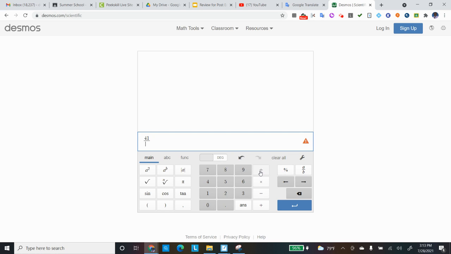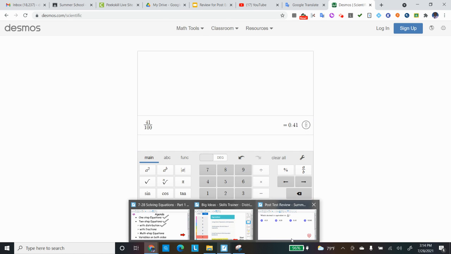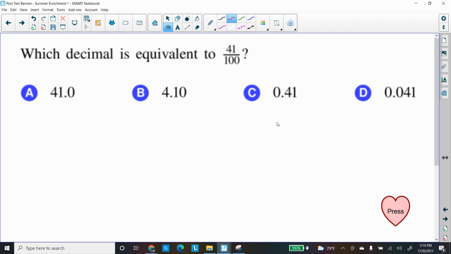over, and that divide. Notice I pressed the divide button because that divide button means fraction. There's that fraction we had, 41 over 100. All I got to do is press equal, and it changes it to a decimal for me. If you wanted to see it as a fraction, there it is, 41 over 100. And there it is as a decimal, so 0.41 or 41 cents. So that's choice letter C, 0.41 or 41 cents.